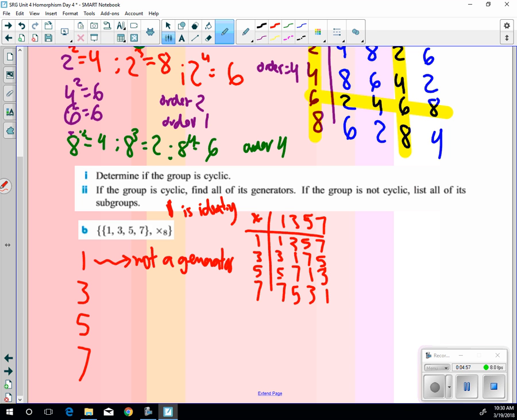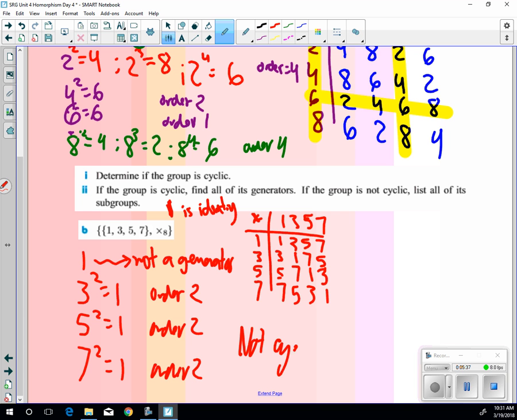But 3, you should be able to, let's see. 3 squared is 1, so that has an order of 2. 5 squared is 1, so that has an order of 2. And then 7 squared is 1. That's going to have an order of 2. So what can you say about this group? Do you see any order 4s? No. So it's not cyclic.